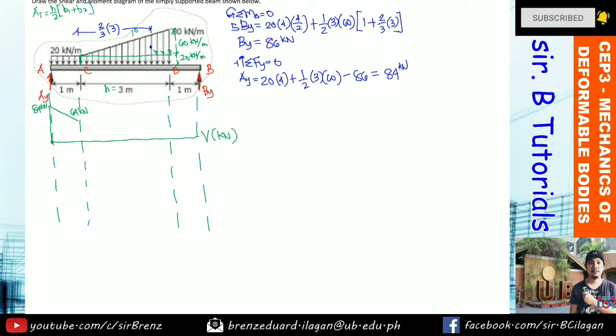Okay, so we have a 64. So 64 minus, ayun nga, area ng trapezoid, since pababa yan. So minus 3 h over 2 divided by 2 times the quantity of B1 na 20 plus 80. Okay, so the answer is negative 86. Okay? So negative 86.